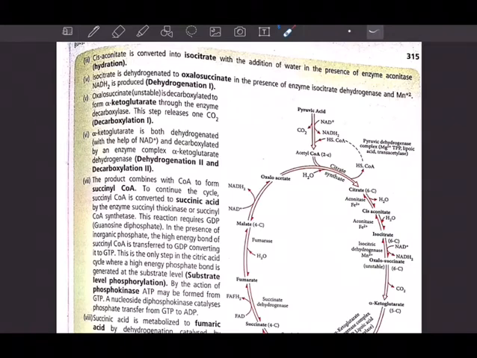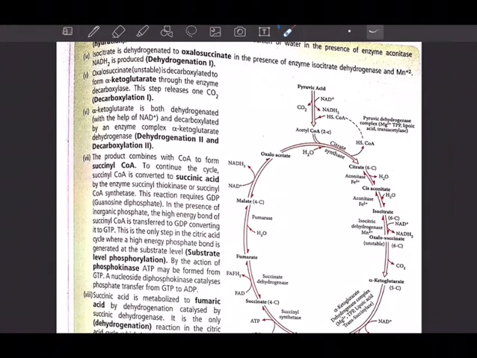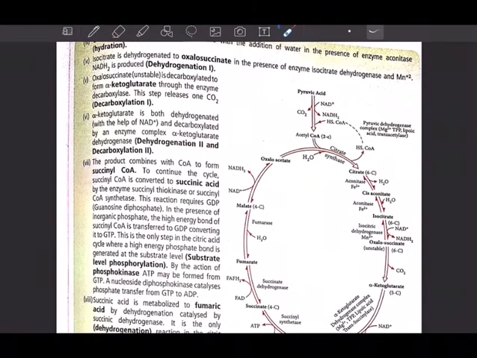As you are seeing, pyruvate 1 NAD, and since 2 pyruvates, 2 NAD, we have already calculated. This is the link reaction, right? And this acetyl-CoA is becoming citrate. Citrate has become cis-aconitate. And cis-aconitate is converted into isocitrate with the addition of water in the presence of an enzyme aconitase. This is hydration. You can see H2O we have put inside.